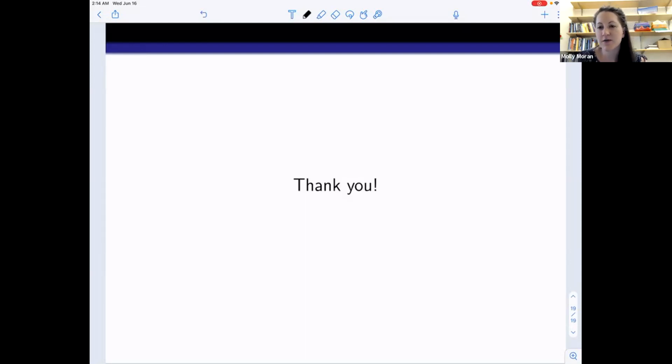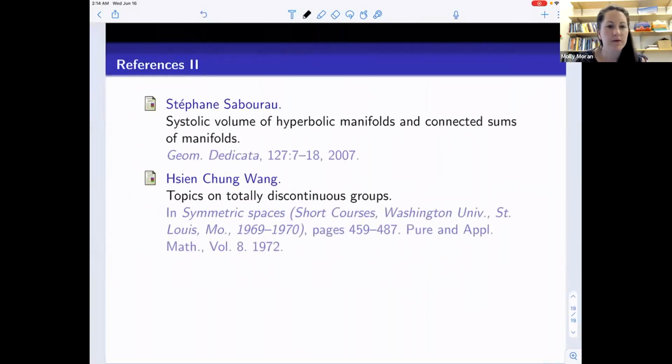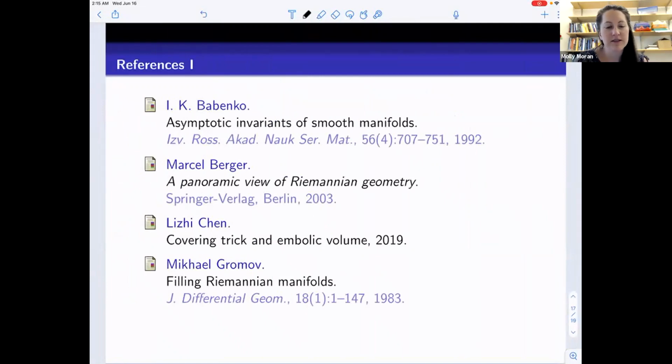I have one question. You have these two different types of volumes. Is there a preference of when you use one over the other?